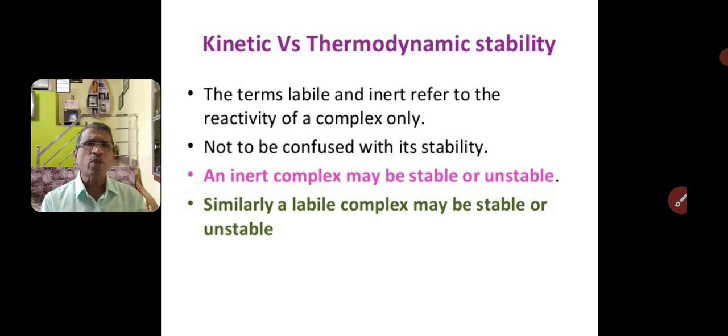Now, here kinetic versus thermodynamic stability. The terms labile and inert refer to the reactivity of a complex only, not to be confused with its stability. An inert complex may be stable or unstable. Similarly, a labile complex may be stable or unstable. This is what I have said in my last statement. So, the kinetic stability and thermodynamic stability are two different entities.